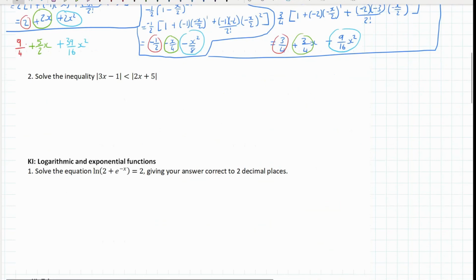Now the next one, I've got to solve this inequality. Just check this is still working. Oh yeah, it is working, that's good. Now we're just going to use the method of squaring both sides.